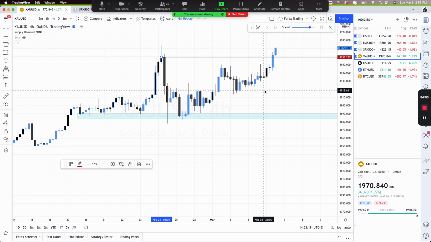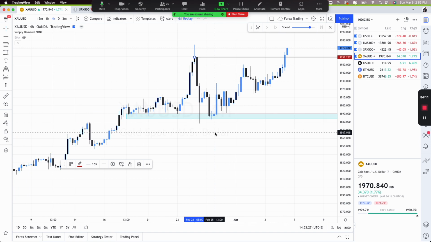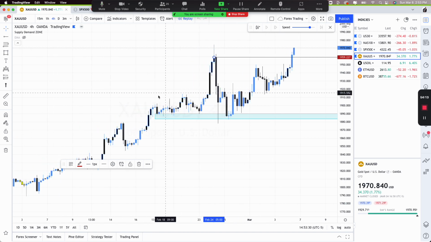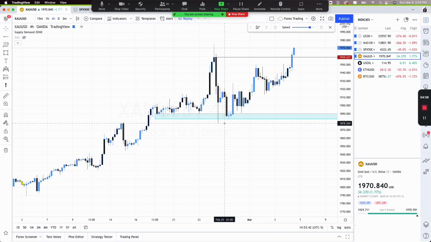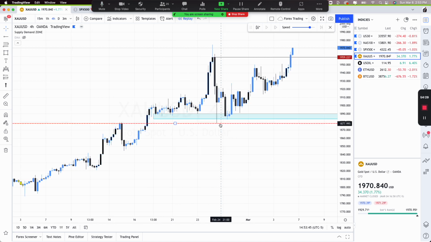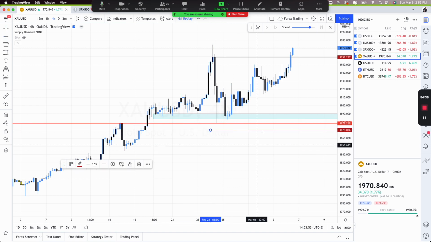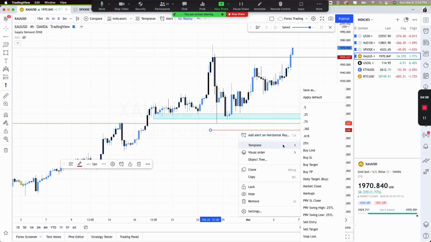Now on gold, you have to give gold room to breathe. Your stop losses cannot be as tight. So because I know how gold operates, I will look for this previous double. You see it broke that double and came back. See? So my stop loss is below that one. Got to give gold room to breathe.